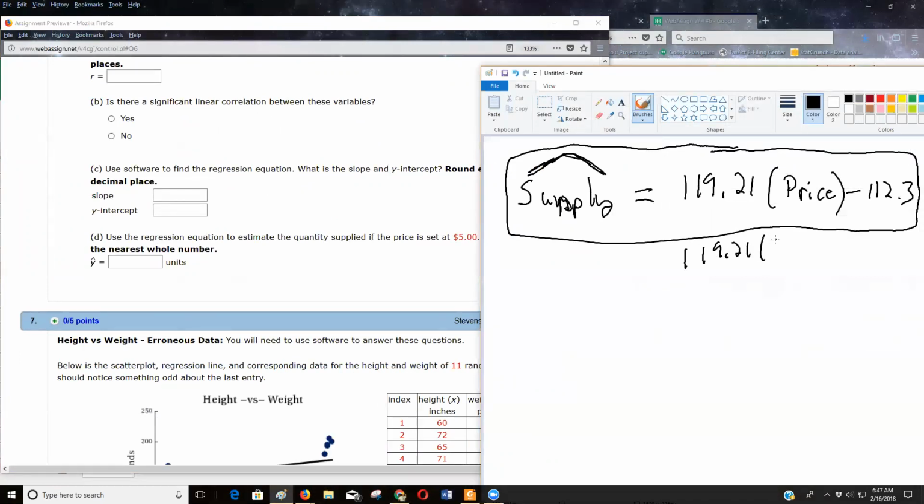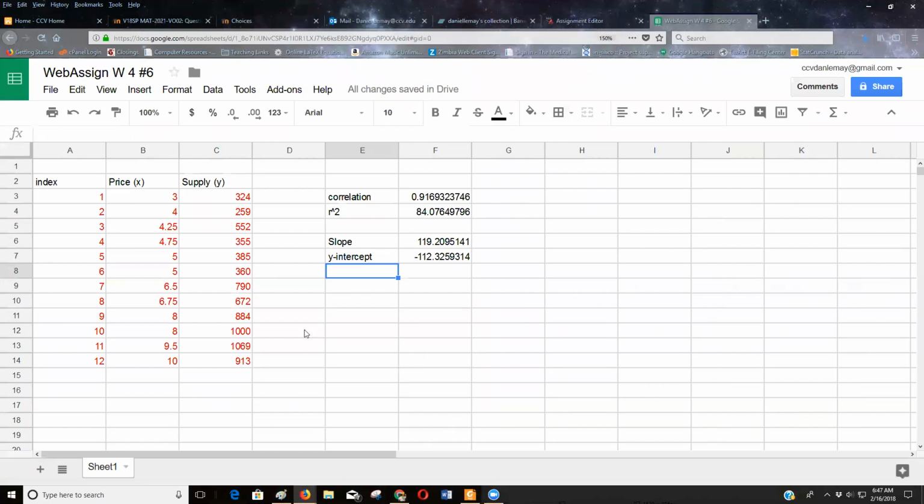119.21 times $5 minus 112.3, and I'll get a value, whatever that value is. But since I'm here and I've got the spreadsheet open, I can also say predicted for 5, prediction for $5.